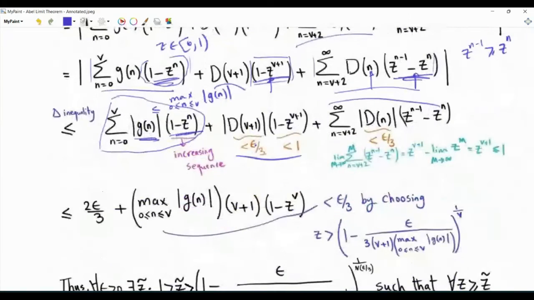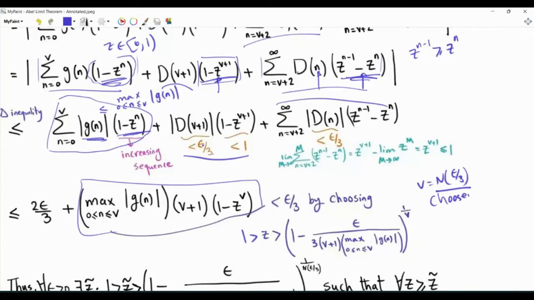can we do so by choosing z close enough to 1? Yes, we can make this term less than epsilon over 3. Just take this term, make it less than epsilon over 3, and we discover that by choosing z, which is of course less than 1, to be greater than this quantity, we are able to make this less than epsilon over 3, and so the upper bound is epsilon. This quantity here is a number less than 1. It is 1 minus something to the power 1 over V. Don't forget that V is n of epsilon over 3.